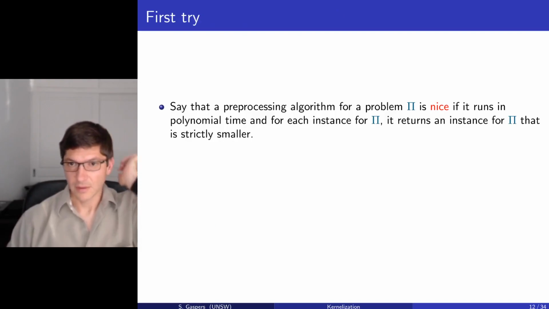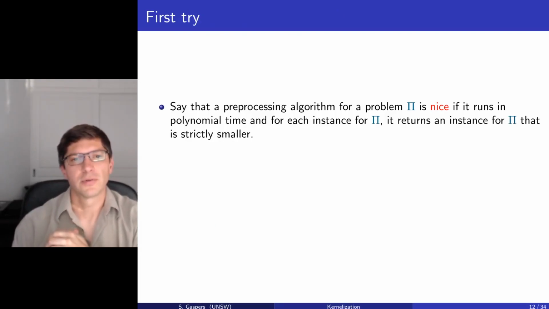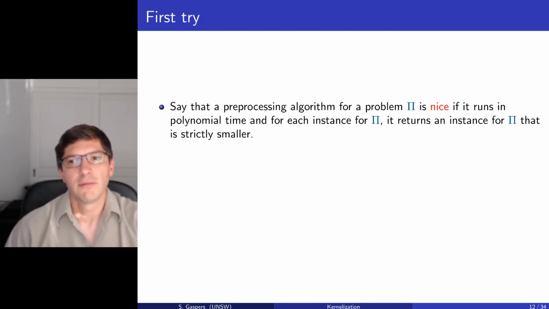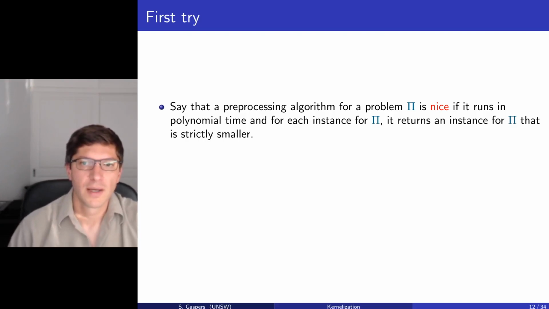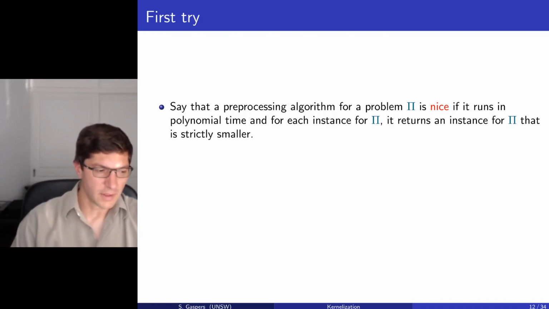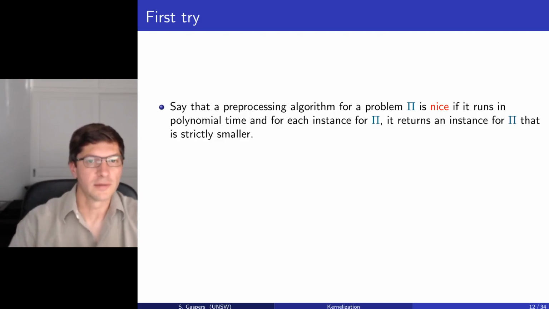And we can take a first try here. So let's say that the pre-processing algorithm for problem pi is nice if it runs in polynomial time, and for each instance it returns an instance that is strictly smaller. So the algorithm is nice if it always gives us a smaller instance.